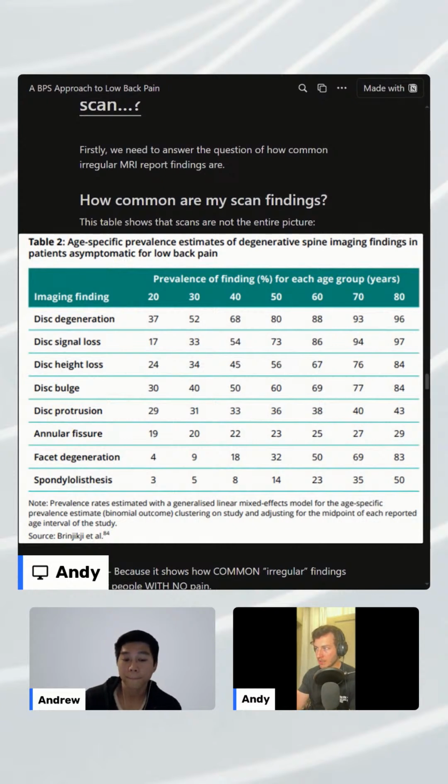So that's a nice summary of this chart: we expect to have degenerative changes on imaging. And if you can find high prevalence in asymptomatic populations, you can then make the inference to jump towards some conclusions you can make about somebody's scan.